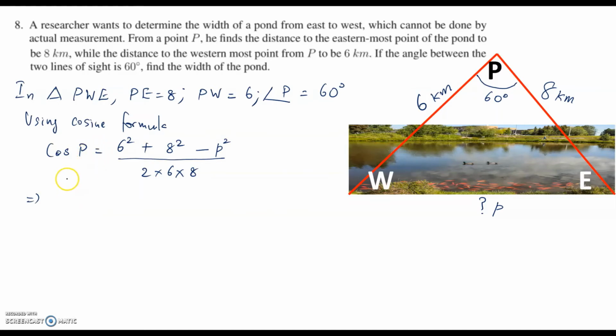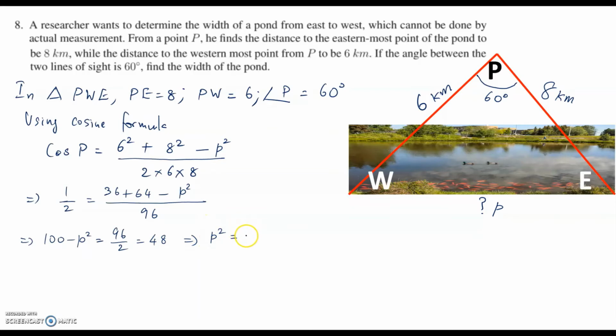P is 60 degrees, so for cos P is 1 by 2 is equal to 36 plus 64 minus P squared divided by 2 times 6 into 8, which will be 96. So that implies 100 minus P squared is equal to 96 by 2, which is 48. So that implies that our P squared is equal to 100 minus 48, which is equal to 52.